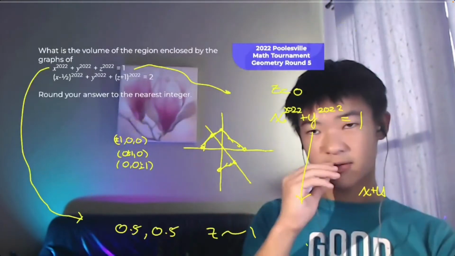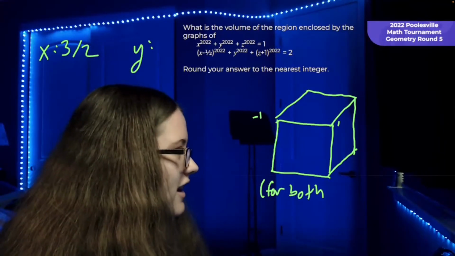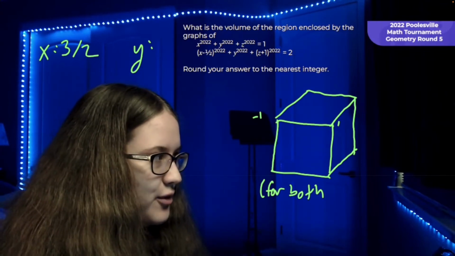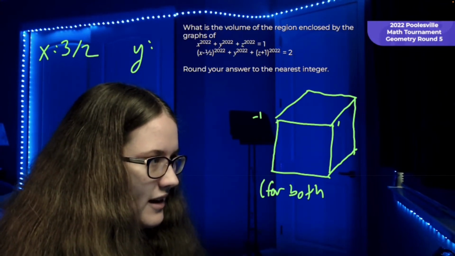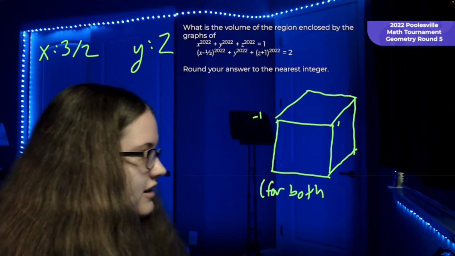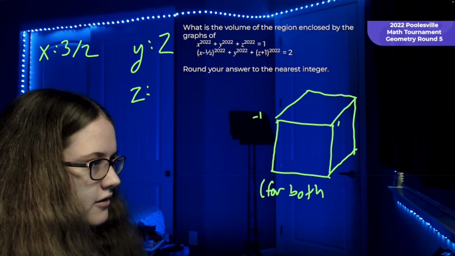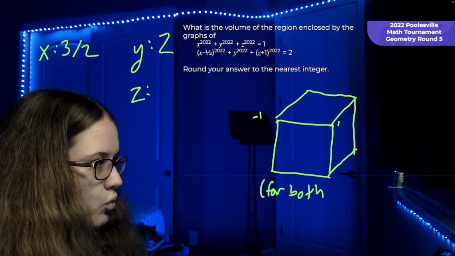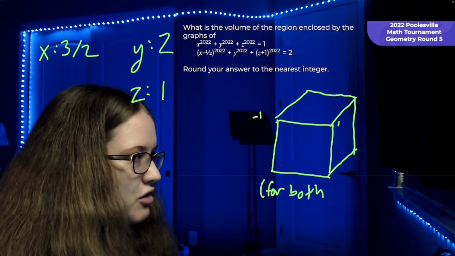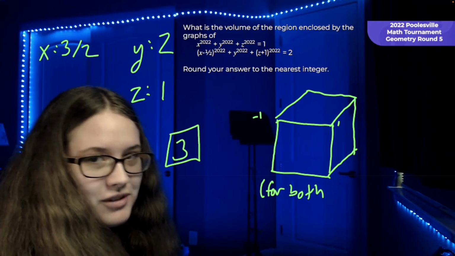Now the trouble is, how do we overlay the cube? I think I have the answer to that. So on the x-axis, there's an overlay of 3 halves. On the y-axis, an overlay of 2. And on the z-axis, an overlay of 1, give or take-ish. But then we multiply those 3 together and we get 3 as our final answer, which is an integer, which is good.